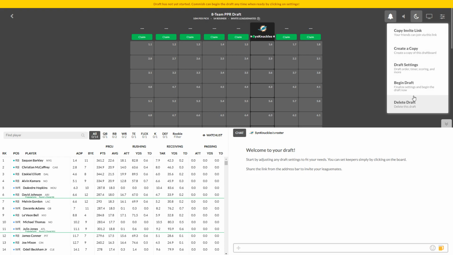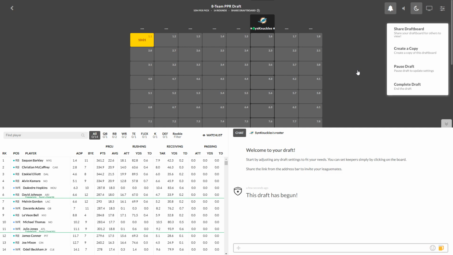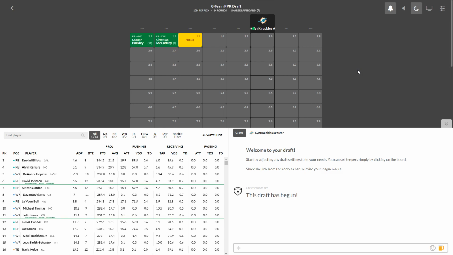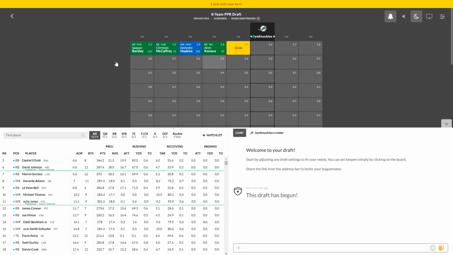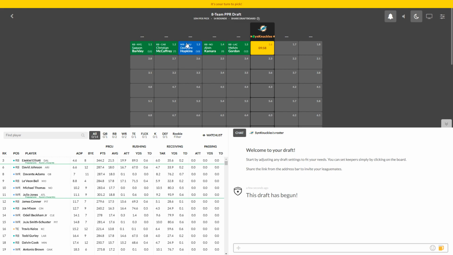Now we're going to begin the draft. The first pick, as always, seems to be Saquon Barkley. So Saquon, Christian McCaffrey, DeAndre Hopkins, Alvin Kamara, Melvin Gordon. This means Zeke fell so far that we're going to have to draft Zeke here. Normally Zeke is not here. Where to go, Zeke?